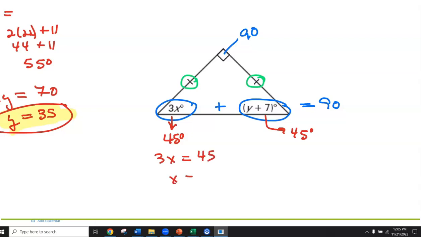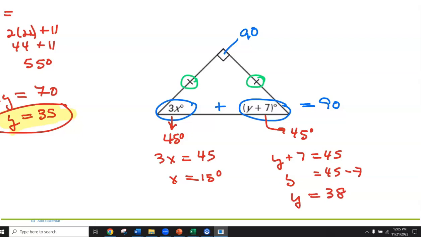So x is going to be 15. And what's y going to be? y plus 7 equals 45. y equals 45 minus 7, which ends up being 38.